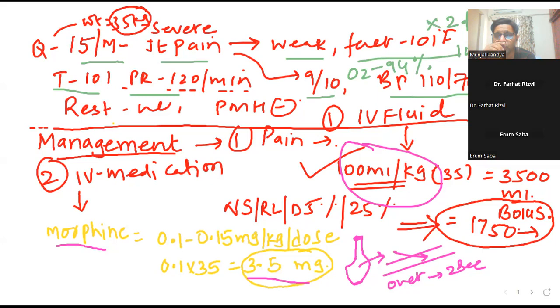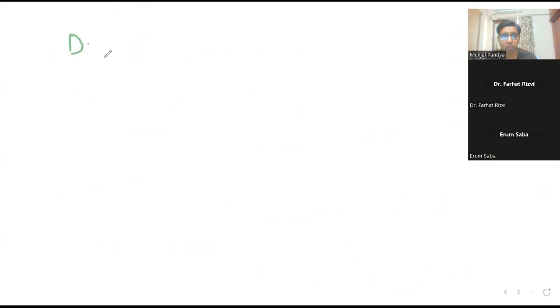Sir, any positive medical history? No history of blood pressure, diabetes, or other known disease in the family. Not known family history. Okay. So, sir, ABCD, airway, breathing, circulation. Sir, I will go for the ABCD management. Let me write it down. So, Dr. Iram, management. Yes. What do you want to do first?